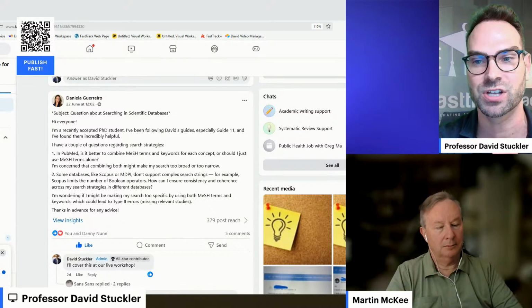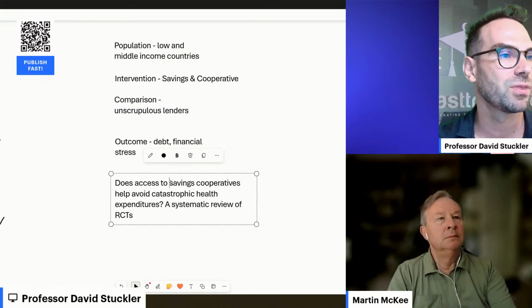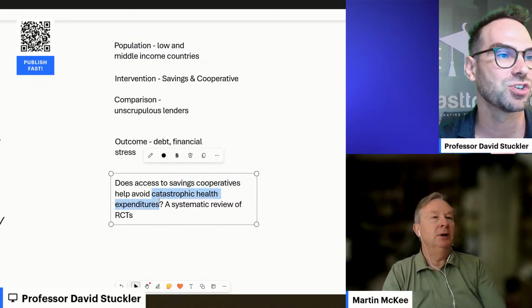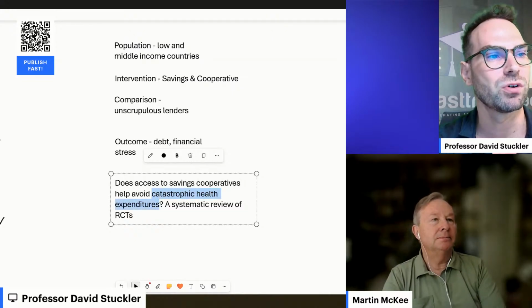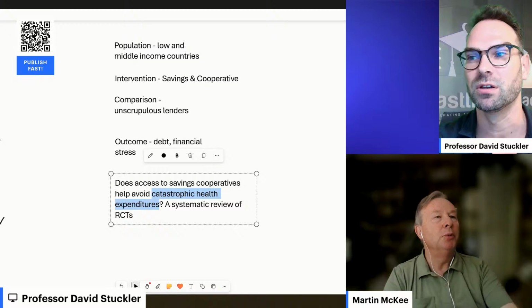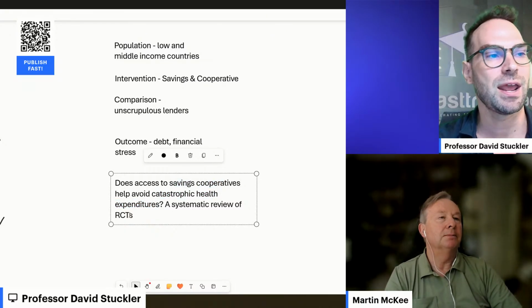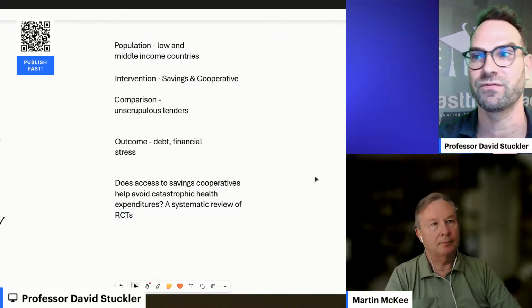So coming back to our example, the keywords that you would have here would be savings cooperatives and variants of that. Because you won't have that as a mesh term. That will not be a mesh term. You might have a mesh term on medical debt, maybe. And if you do RCTs, there's a common previously validated filter.